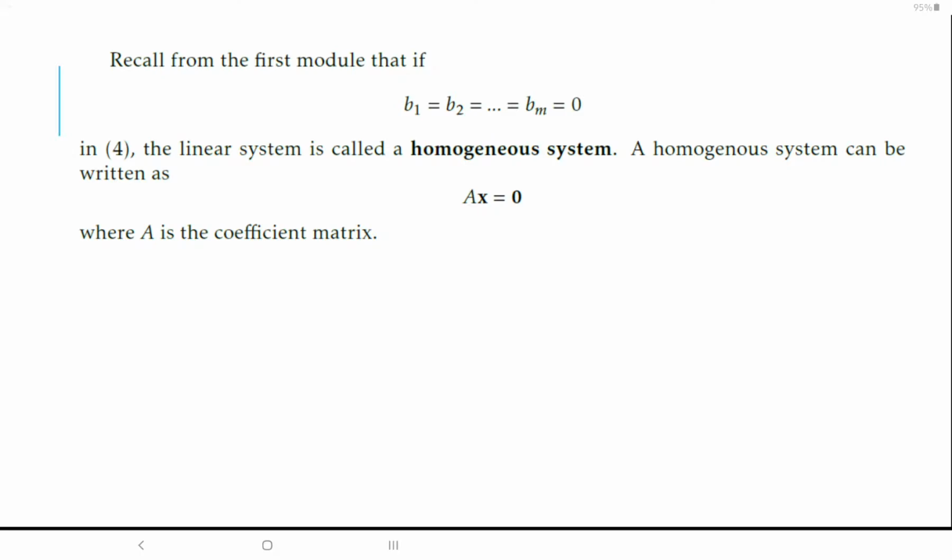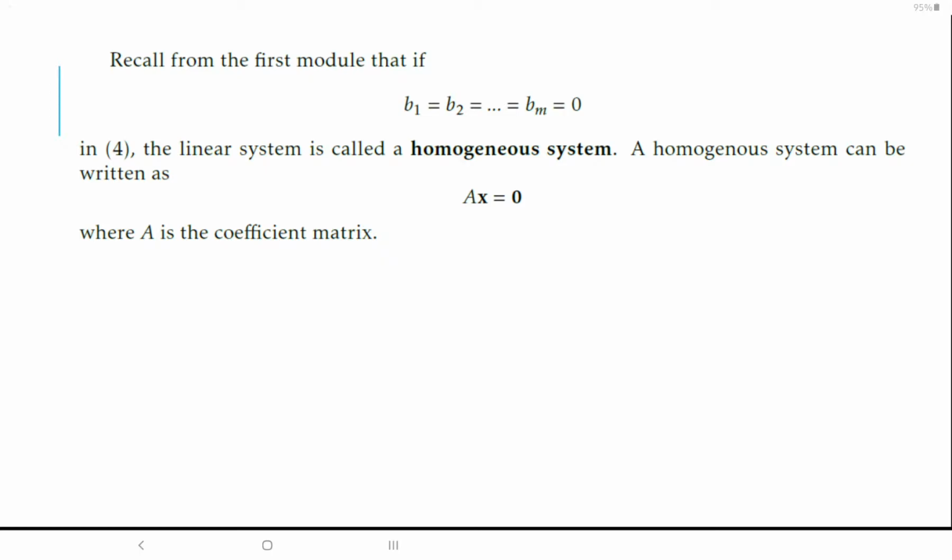So recall from our first module, or our first lecture, that if we have the b sub i's to be equal to 0, then we call that system a homogeneous system, and we can write it as follows. So A times X is equal to 0. Note again that A here is the coefficient matrix, and then si X dito ay yung ating variable vector.